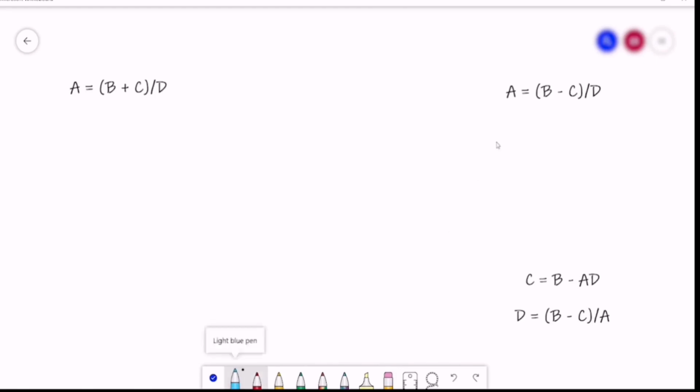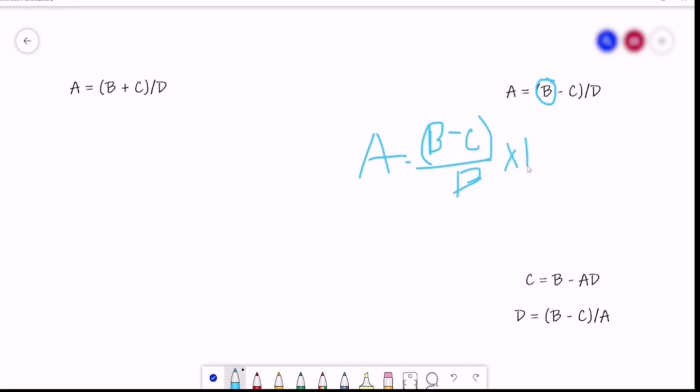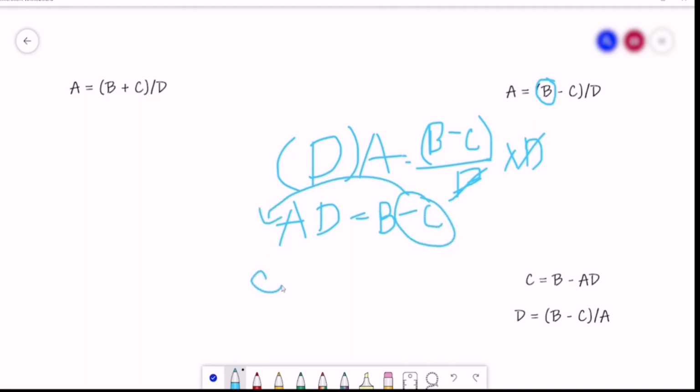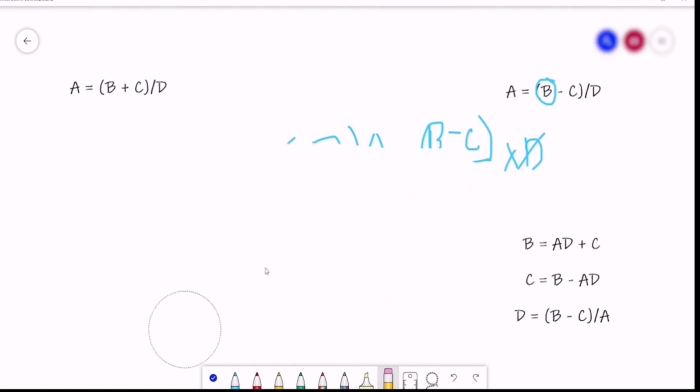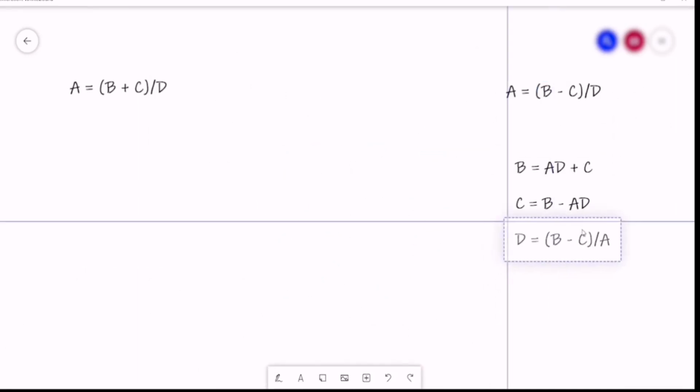Lastly, when B is missing, all we have to do again is to eliminate the denominator. A is equal to the quantity of B minus C all over D, times D. Then we move negative C towards the left side, causing it to become positive. We have here C plus AD equals B. There we go. We don't have to divide both sides by negative 1 because B doesn't have a negative sign. Resulting in B equals C plus AD. So there you have it.